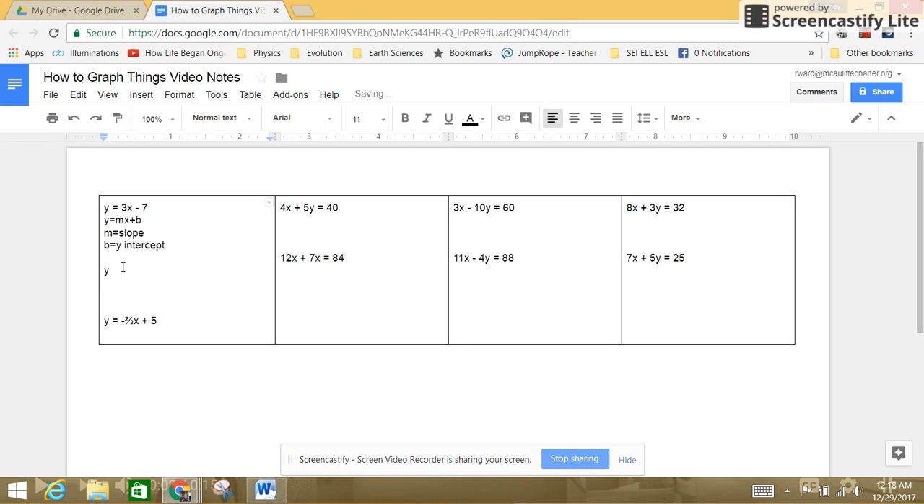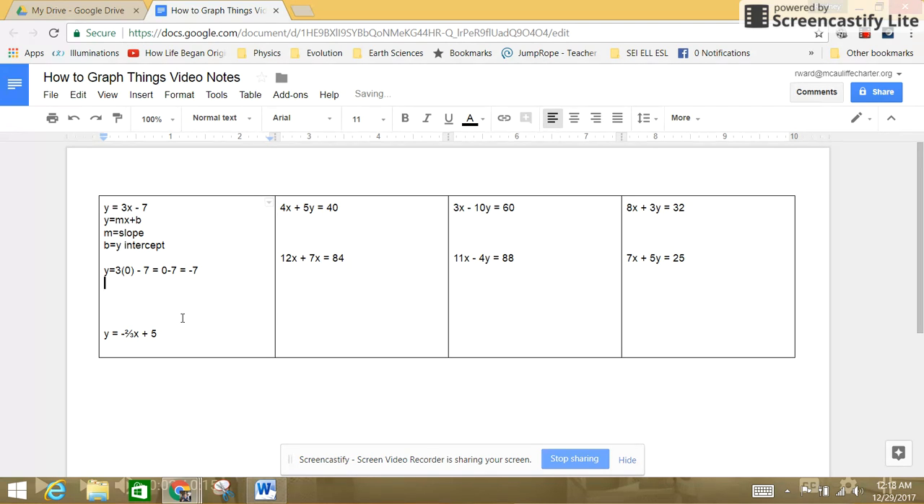If I say y equals 3 times 0 minus 7, this is what I'm going to get. If I plug in 0 to replace x, I can find out what y is pretty quickly. And the nice thing about this is 3 times 0 is just nothing, so that's just y equals 0 minus 7, which just equals negative 7. So I now have a point, which is 0 comma negative 7.